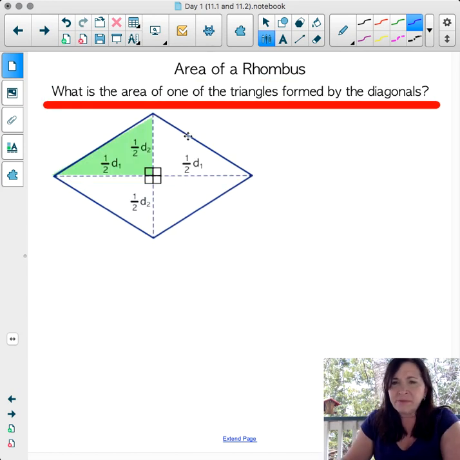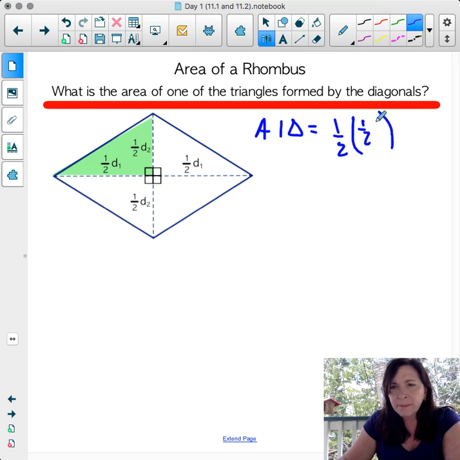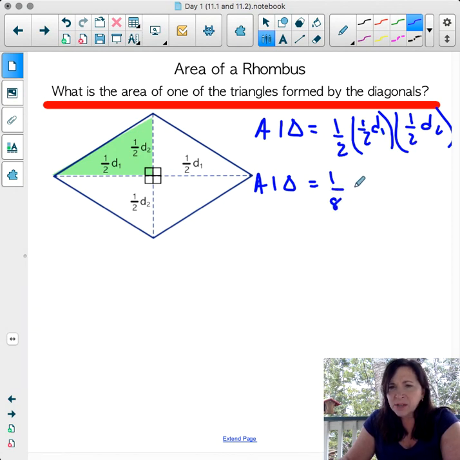Now, we're going to derive this a little bit just using triangles. So we know the area of a triangle. If I said the area of one triangle in this rhombus is equal to 1/2 my base times my height, my base would be 1/2 diagonal 1. My height would be 1/2 diagonal 2, right? Because you're only taking half of that. The area of one triangle is equal to, let's see, we have a half times a half times a half, which is an eighth, times diagonal 1 times diagonal 2.